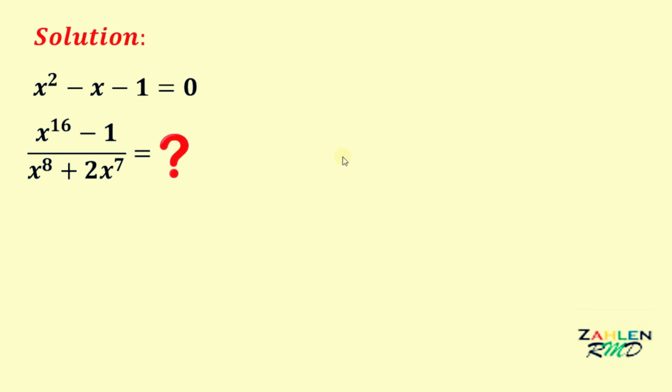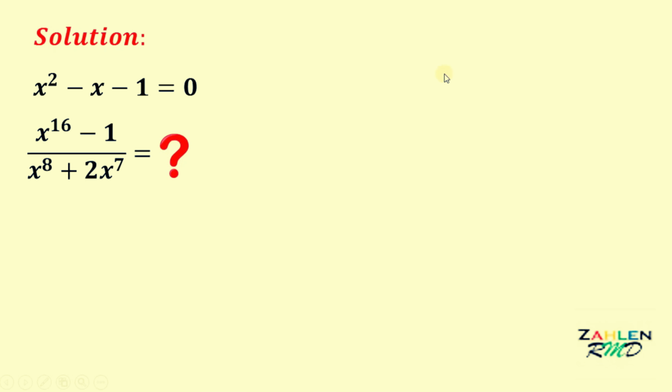I hope you paused this video. Now let's see if you got the correct answer. We are given an equation x squared minus x minus 1 equals 0. So we will use this given to evaluate this expression: x raised to 16 minus 1 all over x raised to 8 plus 2x raised to 7.